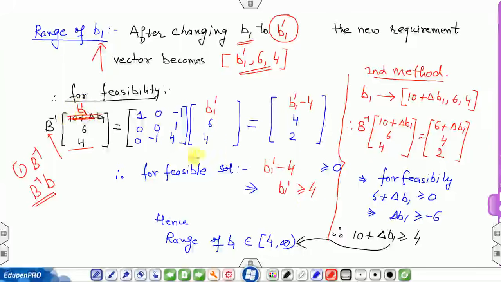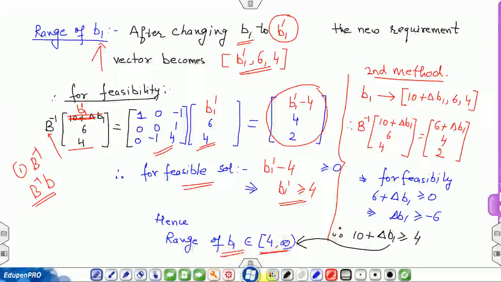So that is this. This is my B inverse, this is my b. If you multiply, the new number becomes this one. And the condition for feasibility is that each number should be greater than or equal to 0. So B1 prime minus 4 is greater than or equal to 0, so B1 is at least 4. So the range of B1 is 4 to infinity.